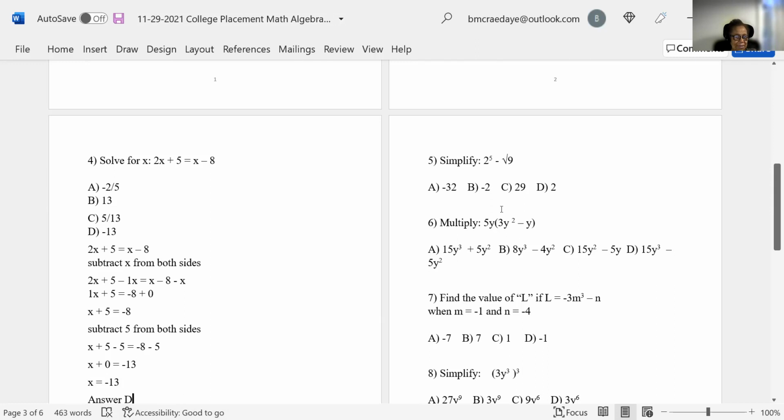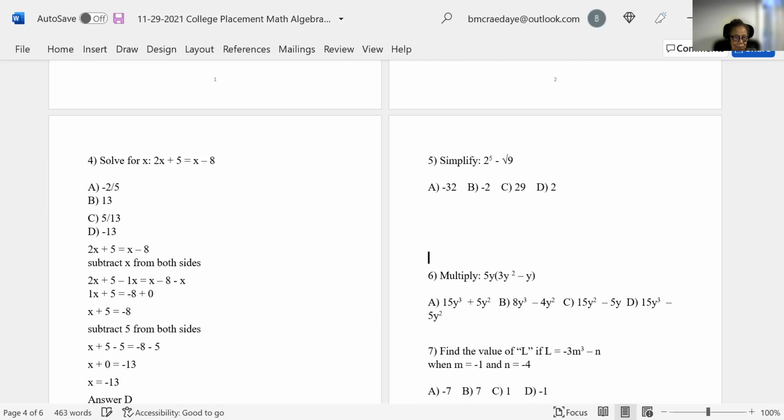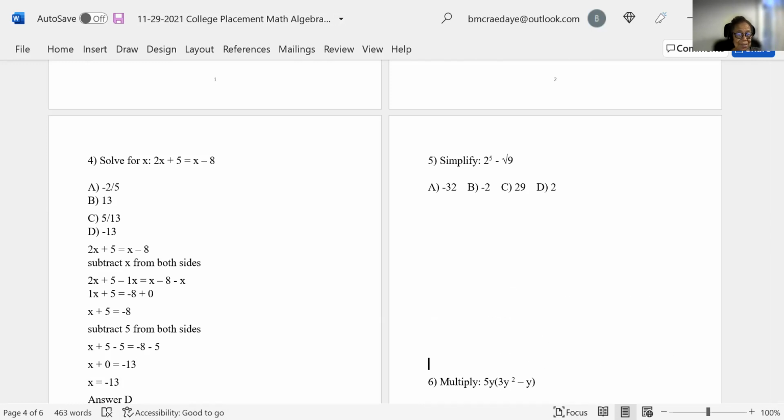All right. Now let's look at number 5. Uh-oh. That's the square root. So we want to simplify 2 to the 5th power minus the square root of 9. And we know the square root of 9 is a perfect square root. Right? So what's 2 to the 5th power, Maureen? That means 2 times itself 5. 25.